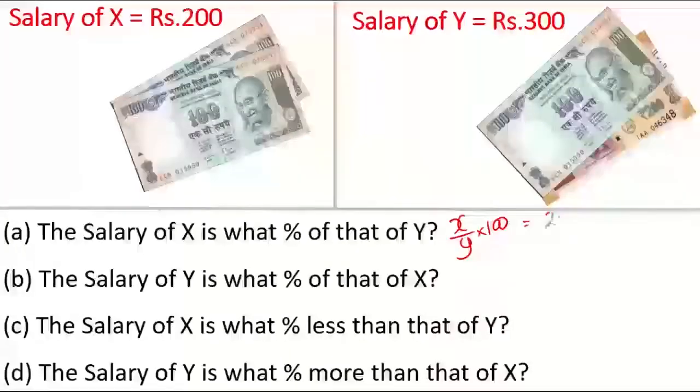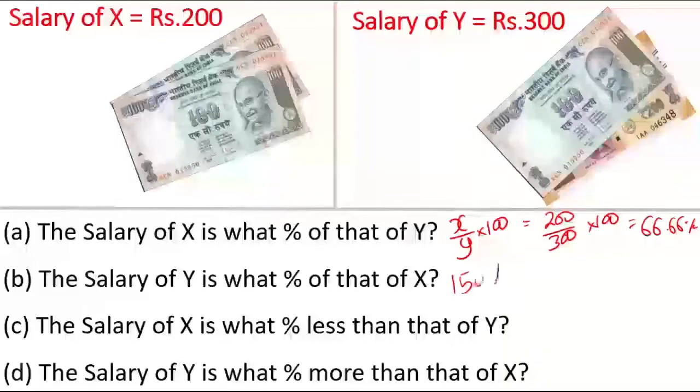So salary is 200 divided by 300 into 100, which comes out to be 2 by 3. That is 66.66%. Salary of Y is what percent of X? 300 over 200, 150%.